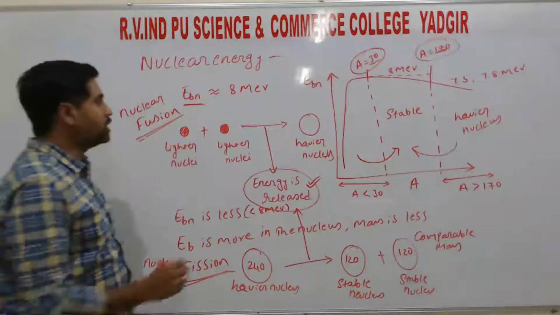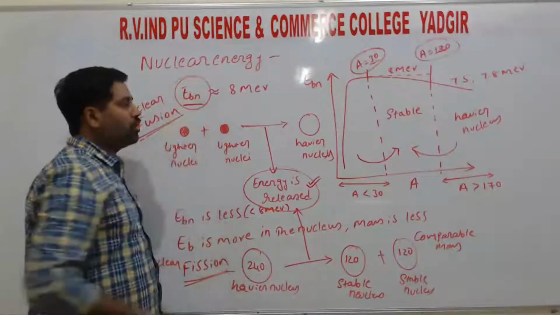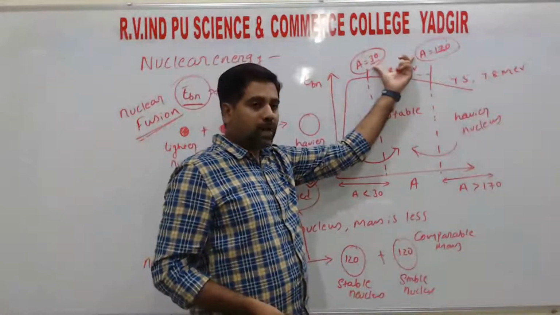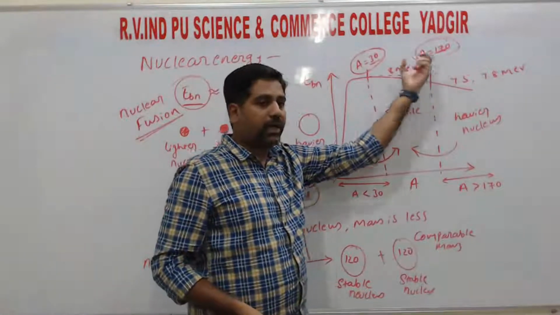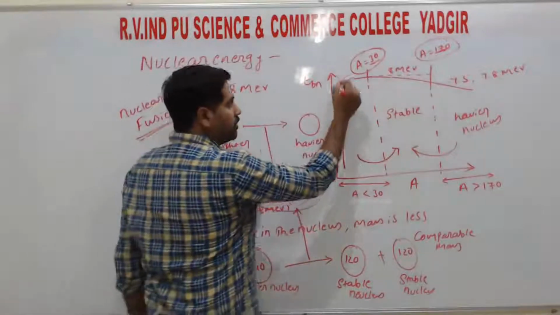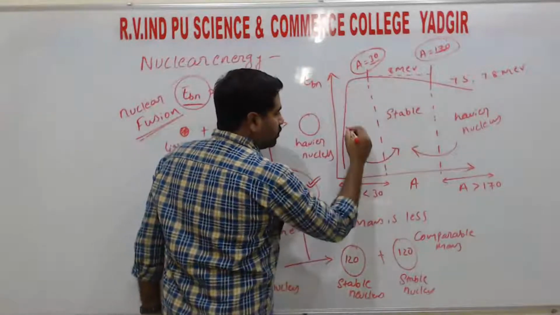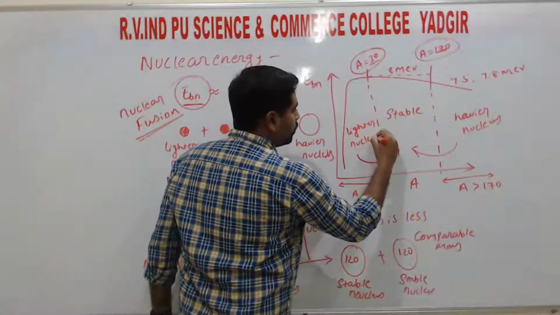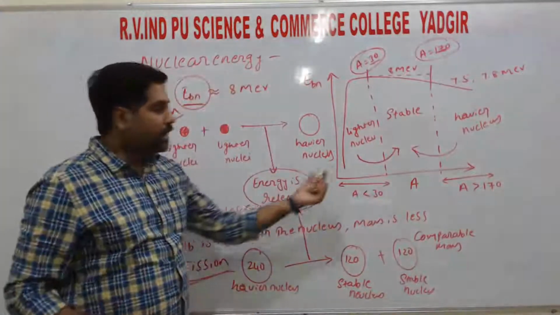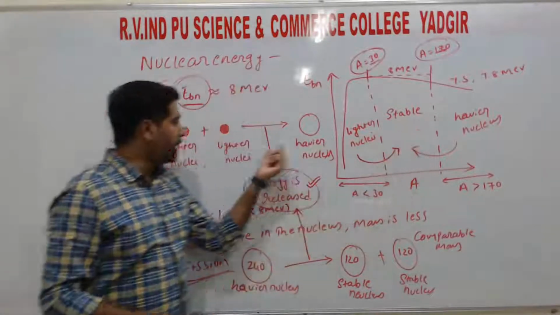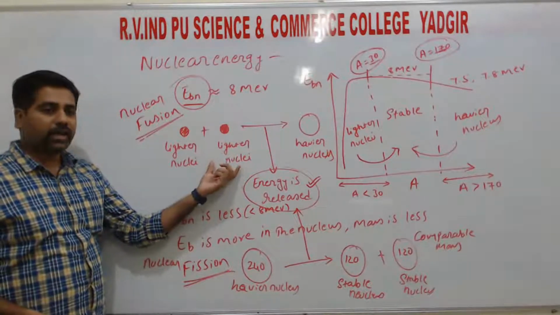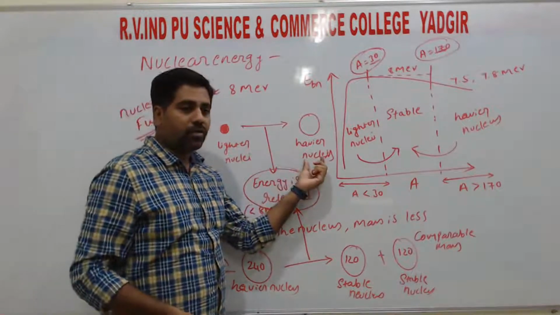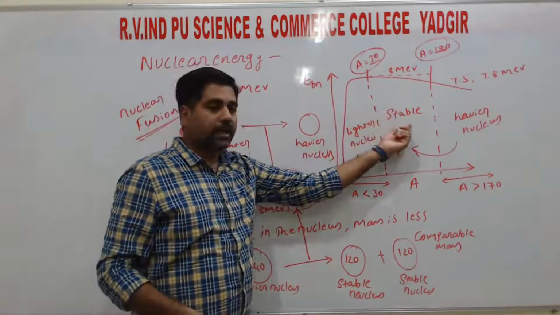So the main important point is that binding energy per nucleon is constant in the region of mass number 30 to mass number 170. The region less than 30 has lighter nuclei. These nuclei will attain stability by combining with other lighter nuclei, right? So if these two lighter nuclei combine to form a heavier nucleus, this nucleus will be stable, right?